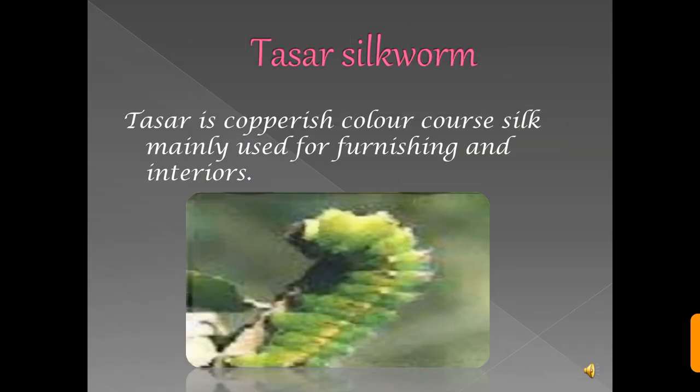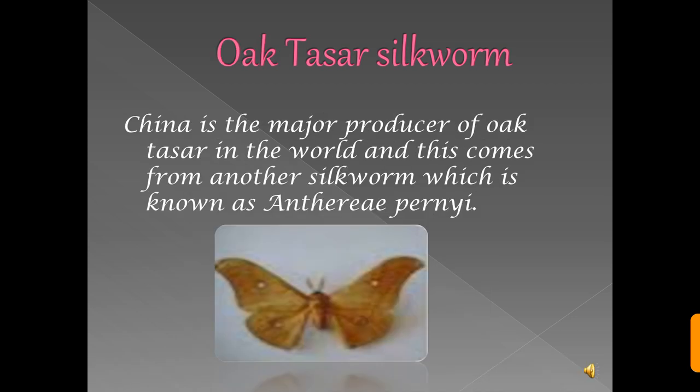Tusser silkworm. Tusser is copperish color coarse silk mainly used for furnishing and interiors. It is less lustrous than mulberry silk but has its own feel and appeal. Oak tusser silkworm. It is a finer variety of tusser. China is a major producer of oak tusser in the world.